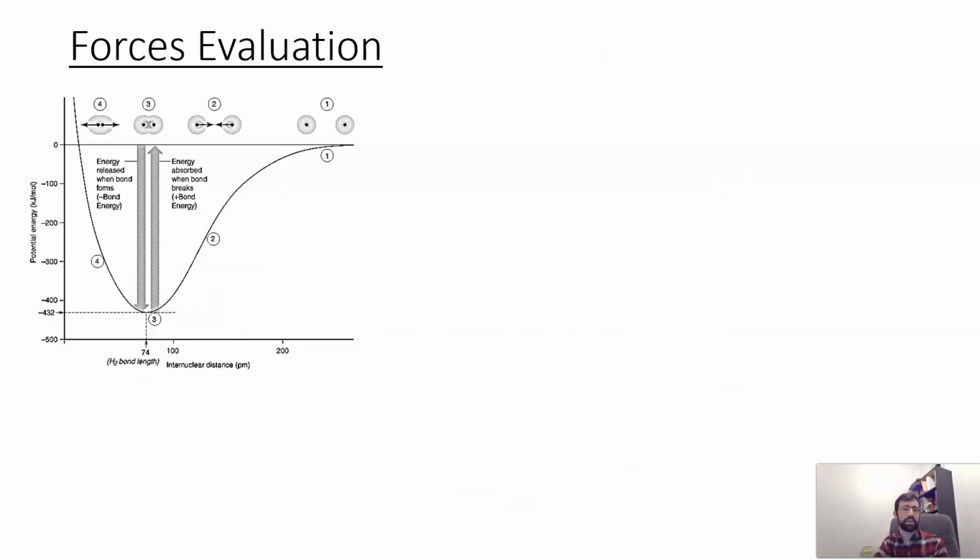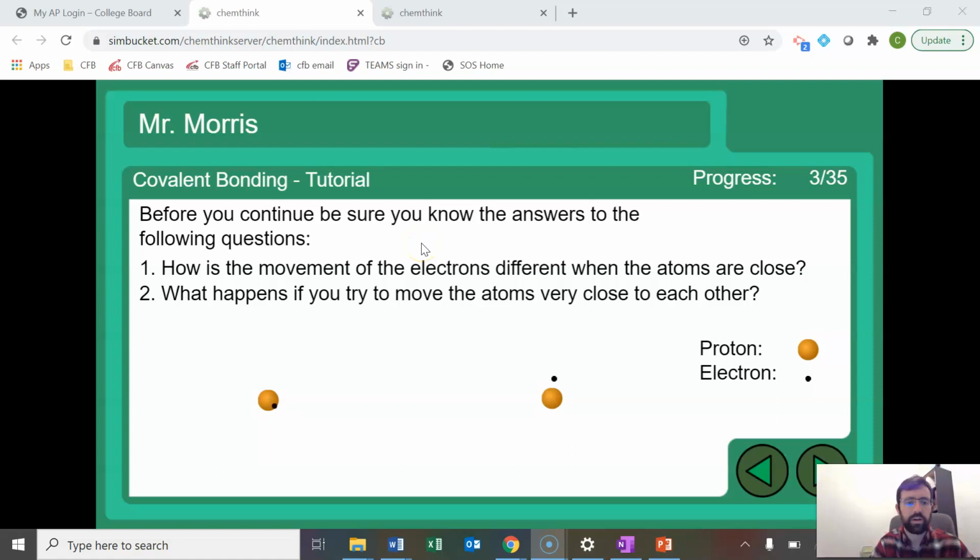All right, we're going to be evaluating the forces in this graph, and before we do, I want to look at a part of the simulation that you were supposed to do last class. So this is a simulation of interactions between atoms. As they're far apart, you see that the electrons are just kind of buzzing around wherever they please, from one side to the other, and there's really not much change.